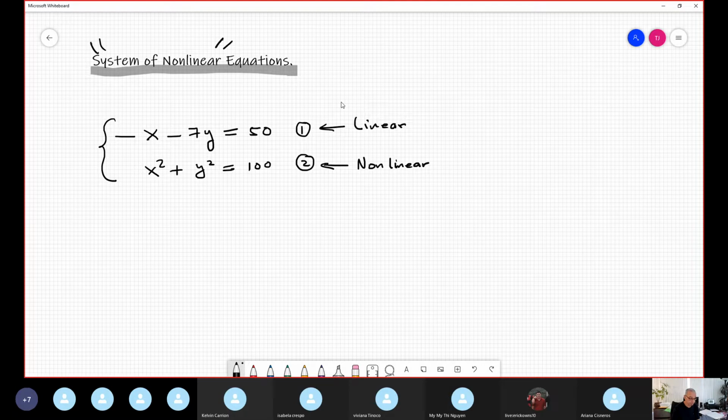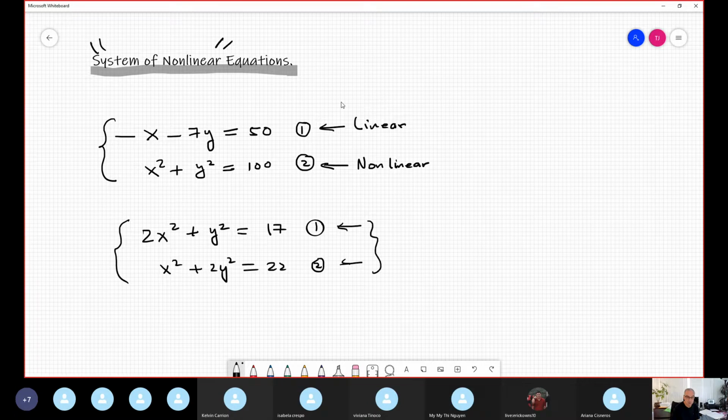Okay? Now, see both are nonlinear, of course, it's super nonlinear. Let's see another example. Suppose 2x squared plus y squared equals 17, equation 1. X squared plus 2y squared equals 22, equation 2. In this example, both equations are nonlinear. So obviously the system is a nonlinear system of equations. Okay? Do you understand very well?